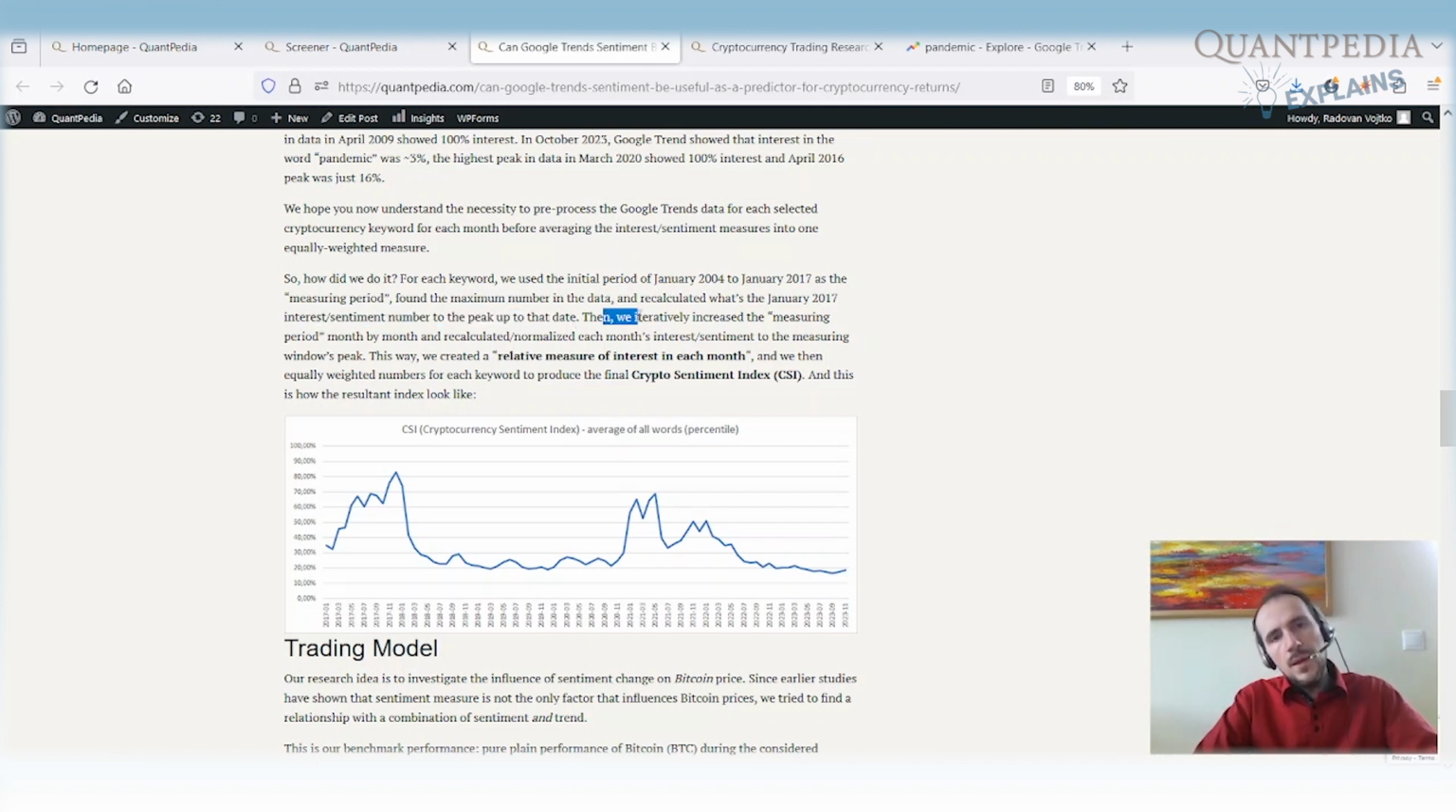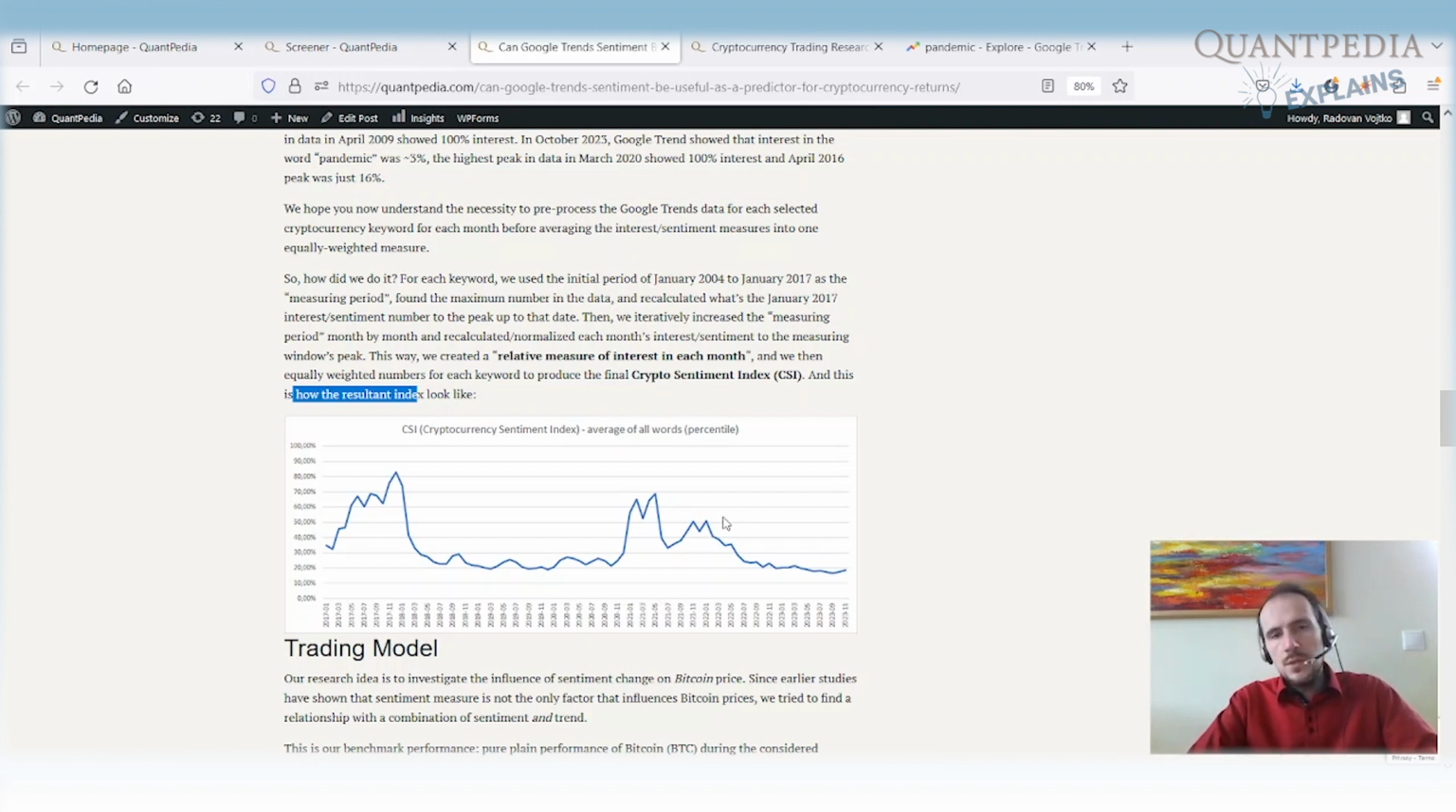And then month after month, we iteratively increased the measuring period, and we recalculated or normalized each month's interest or sentiment to the measuring window's peak. In this way, we created a relative measure of interest in each month, and then we equally weighted those numbers for each keyword, and we produced the final crypto sentiment index. And this is how the resultant index looks like, and this resultant index is without the look-ahead bias, and it shows the cryptocurrency sentiment index, so the interest in the search of the individual cryptocurrency words equally weighted.